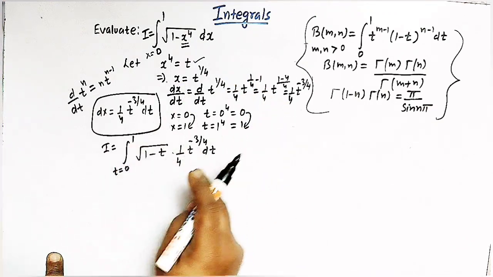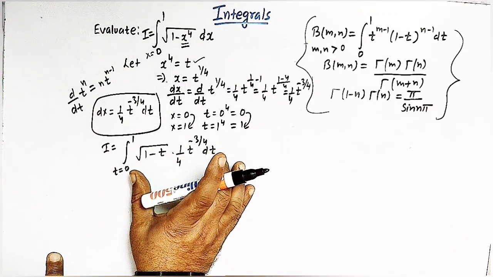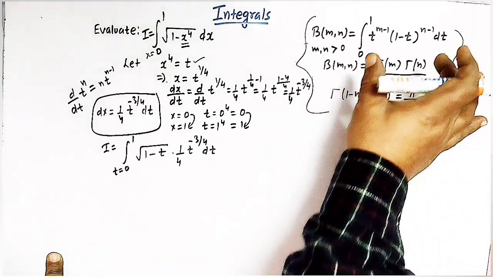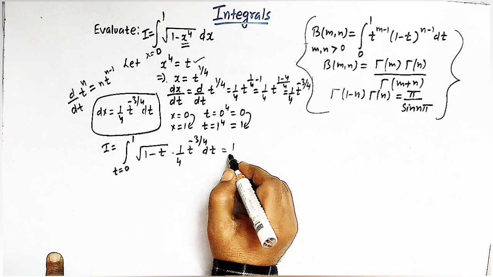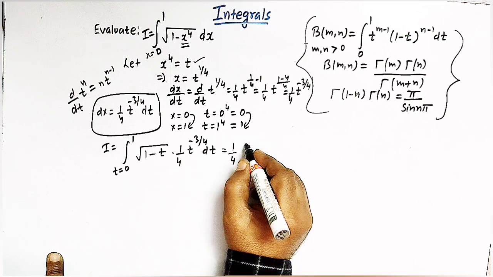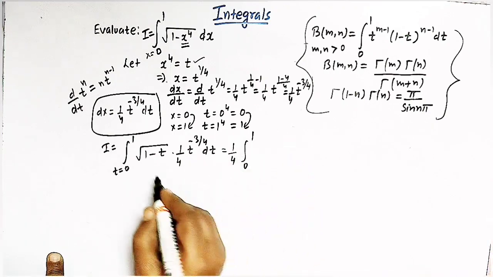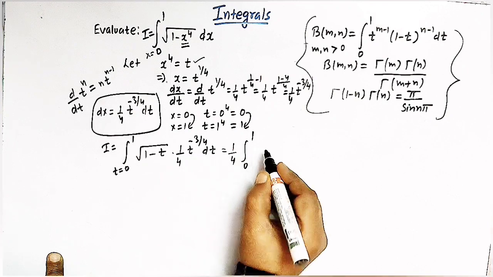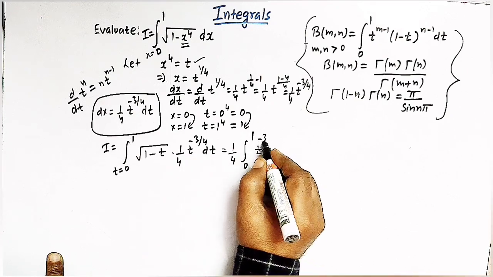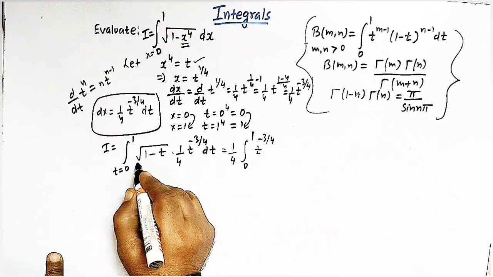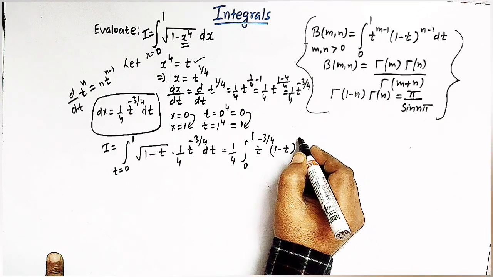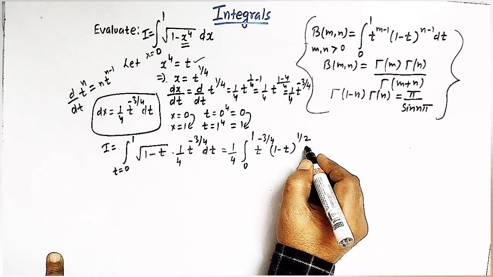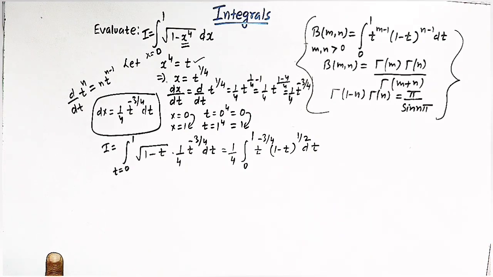So let us rearrange the terms so that we can form this type of integral, right? So we can take 1 by 4 outside the integral, and we have 0 to 1, and here we can write t raised to minus 3 by 4, and square root of 1 minus t can be written as 1 minus t raised to half, and here we have dt, right?